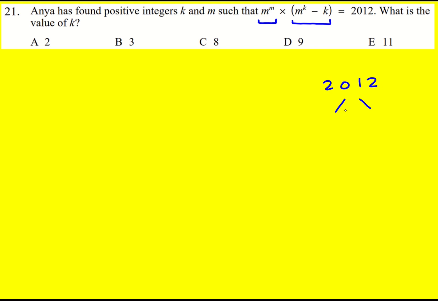Now 4 goes into it because 4 goes into 12. You only have to check the last two digits to see if a number is divisible by 4. So we're going to get 503 times 4 is 2012. 503 looks pretty awkward. Actually turns out it's prime.